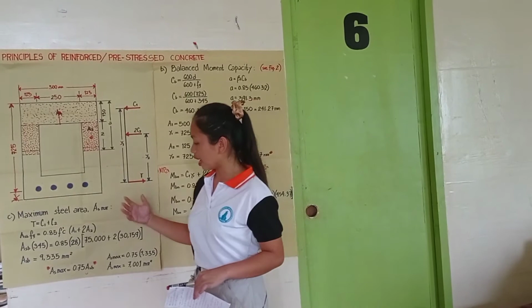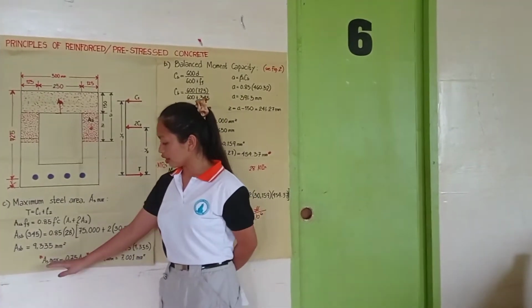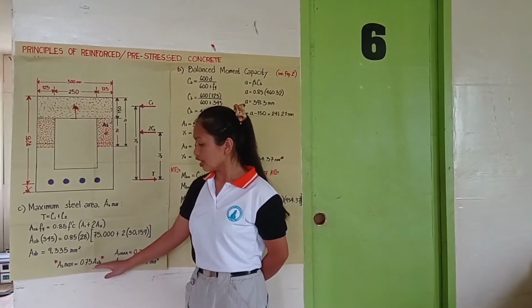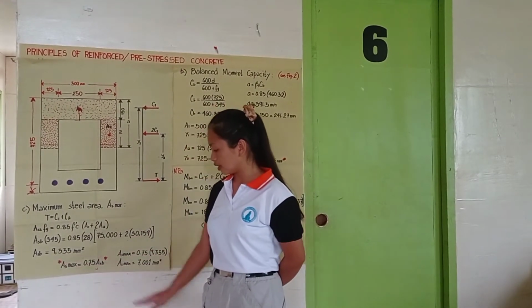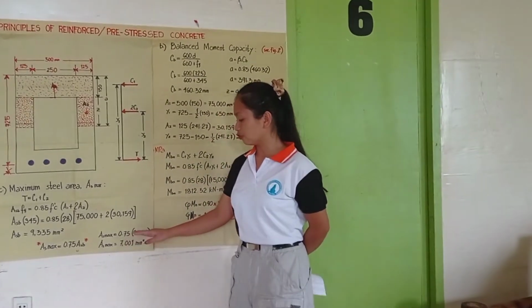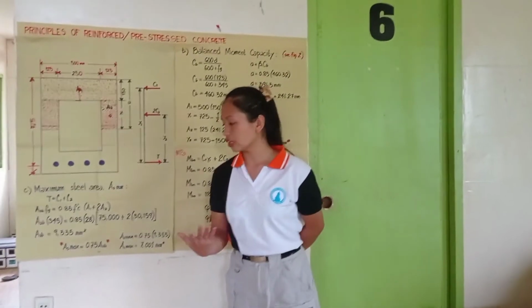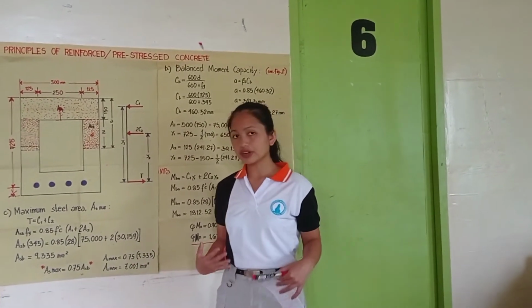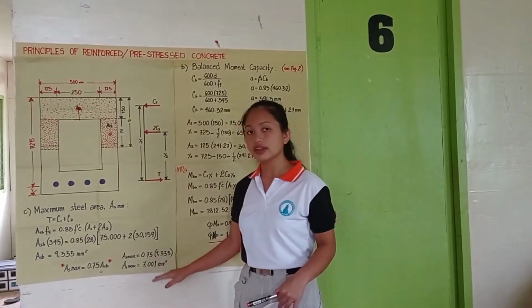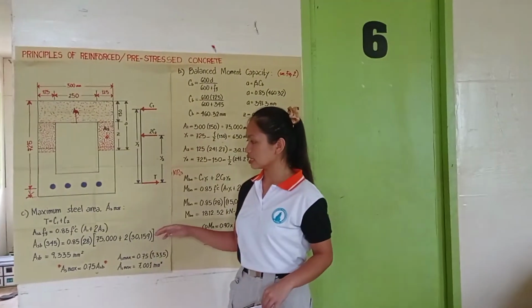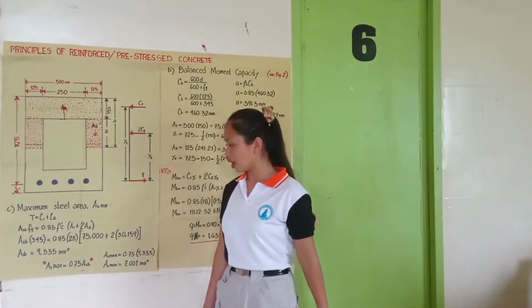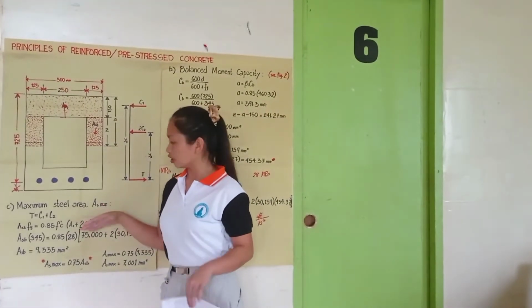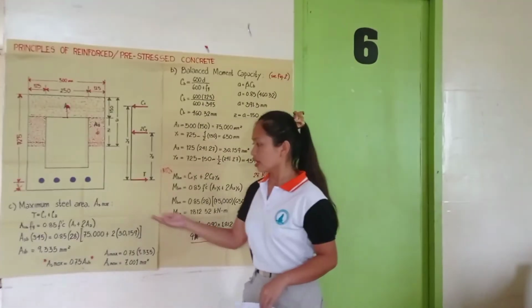For solving the maximum steel area, we are going to use the formula AS max is equal to 0.75 times the previous answer ASB. So AS max is equal to 0.75 times. We will substitute the value of ASB, that is 9,335. And we have arrived at the answer 7,001 millimeter squared. And that is the maximum steel area of our beam under this singly reinforced condition T equals C1 plus C2.